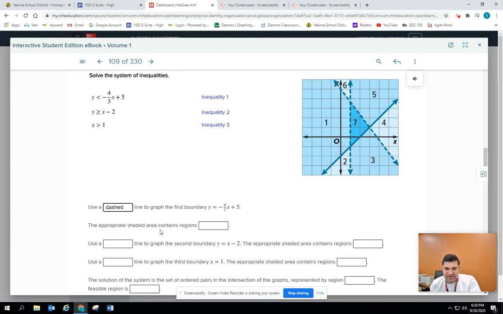Okay, the appropriate shaded area contains regions. So if we're talking about this dashed line and everything below it, all the less part, what regions did we get? Well, we got 1, 2, 3, and 7.